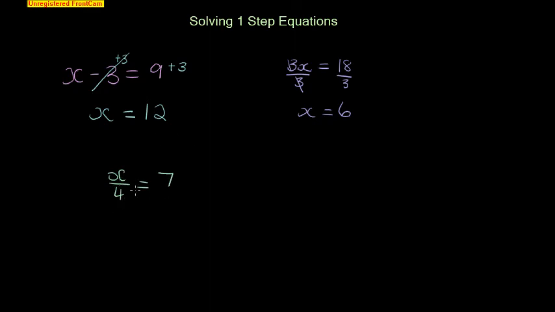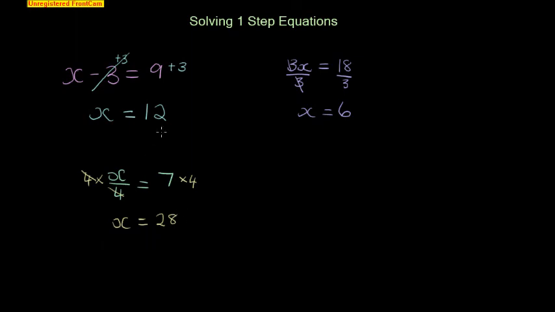So again, you might know what x is straight away, but we're going to use algebra to find the value of x. So what is the opposite of dividing by 4? Well, the opposite of dividing by 4 is multiplying by 4. If we multiply both sides by 4, the 4's cancel out. We have to multiply this side by 4. So we're left with x on the left-hand side. And 7 times 4 is 28. So we found x to be 28.